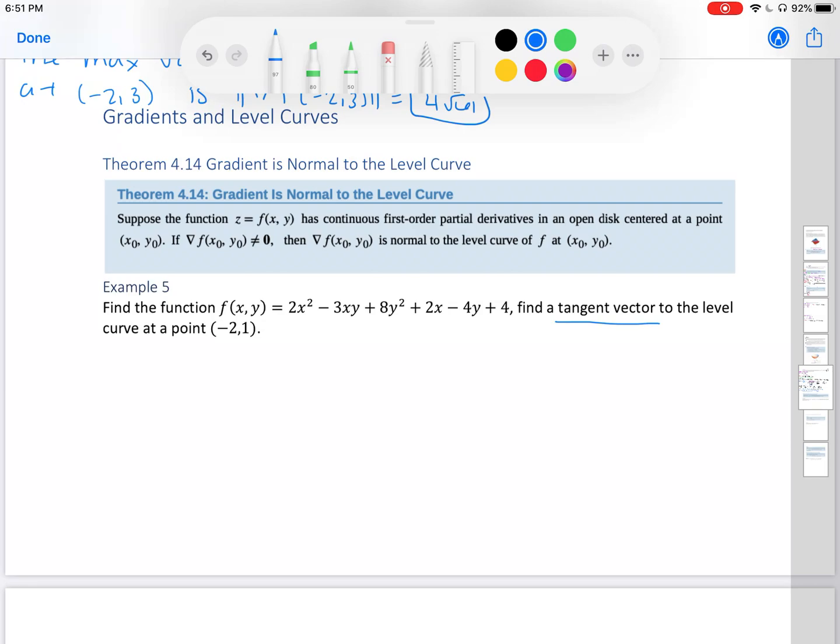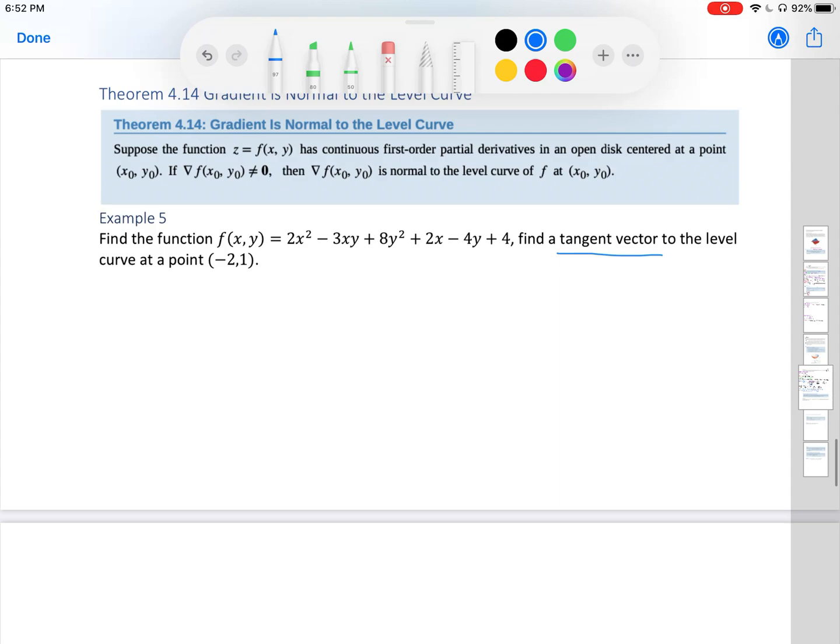To find that tangent vector, once we find the gradient vector, we will have to reverse it and multiply by negative 1. But we'll get to that at the end. Meanwhile, we can go ahead and find those partial derivatives, the partial derivative in terms of x and the partial derivative in terms of y.